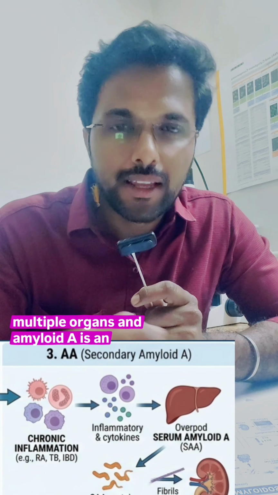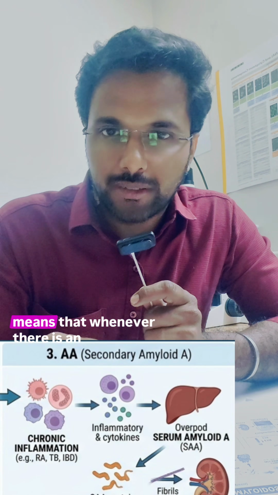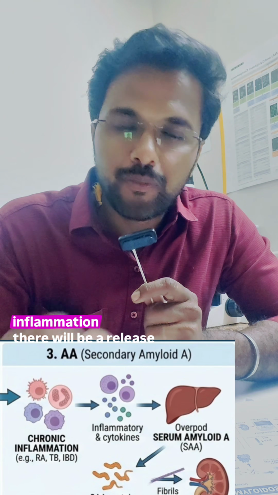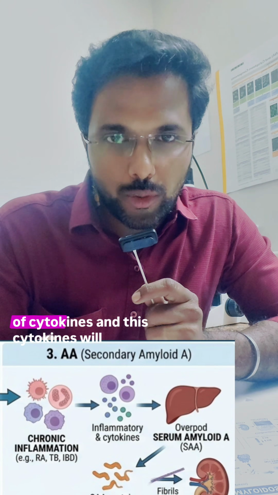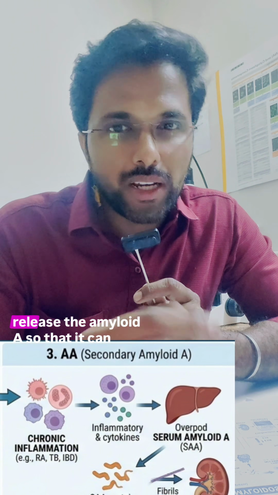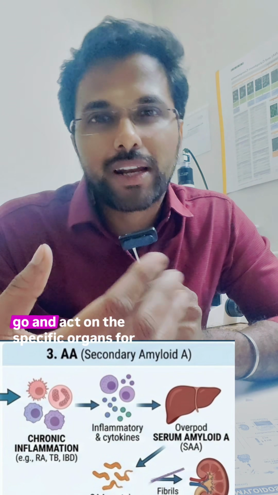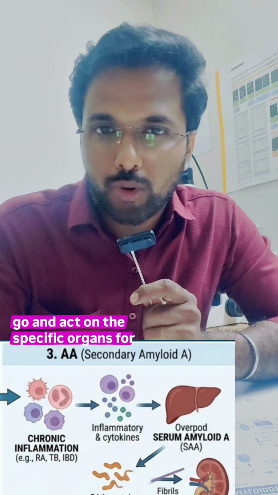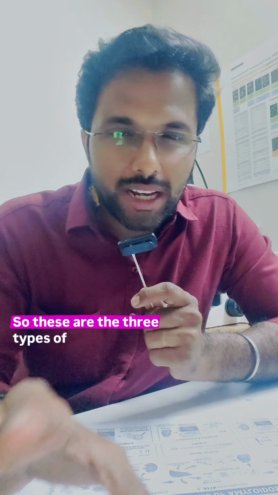And amyloid A is an acute phase reactant protein, which means that whenever there is inflammation, there will be a release of cytokines, and these cytokines will stimulate the liver to release amyloid A, so that it can go and act on the specific organs for inflammation control. So these are the three types of proteins.